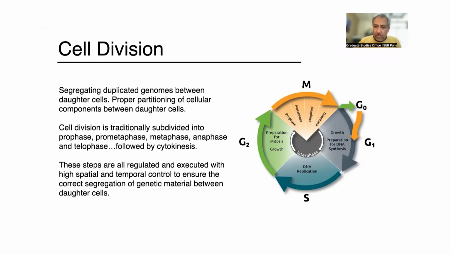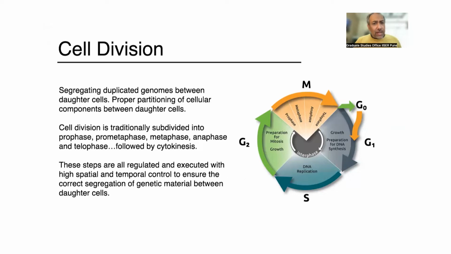So there are obviously different steps to the process of the cell cycle. You have growth and preparation for DNA synthesis that happens in the G1 phase. You have DNA replication that happens in the S phase. You have preparation for mitosis and growth that happens in the G2 phase, and then mitosis itself, right, which has many steps: prophase, metaphase, anaphase, telophase, cytokinesis, and then the formation of the two daughter cells.